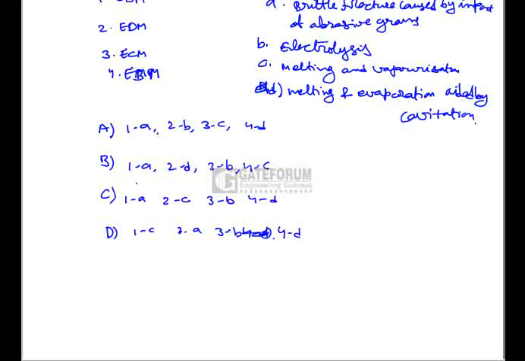So first consider USM. In ultrasonic machining, brittle fracture is caused by impact of abrasive grains. So this is the matching for ultrasonic machining, that is, 1A is the correct matching. And consider EDM, electro discharge machining. Metal removal in EDM is done by melting and evaporation aided by cavitation. In electrochemical machining, metal removal is done by electrolysis, and in electron beam machining, it is done by melting and evaporation. So here the right answer is B. B is the right answer.